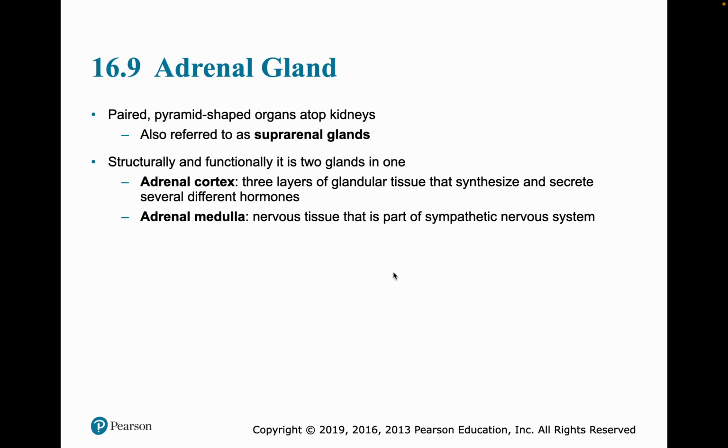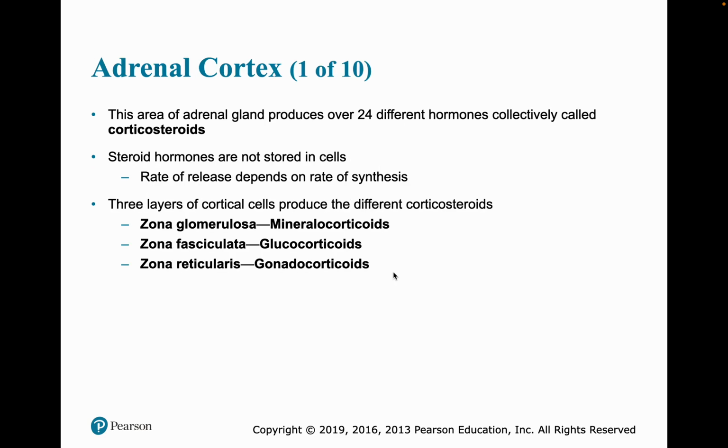Structurally and functionally, it's really two glands in one, the cortex and the medulla. The cortex is the 3 layers of glandular tissues that synthesize and secrete several different hormones we talked about, while the medulla is nervous tissue, part of the sympathetic nervous system. So the cortex is divided into 3 zones, and those 3 zones secrete up to 24 different hormones that are collectively called corticosteroids. They are steroid hormones, and they are not stored in the cells.